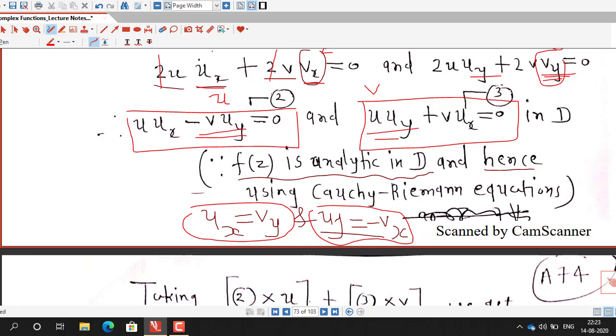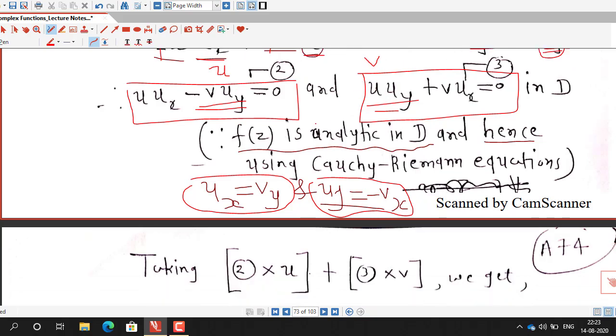Okay, so if I multiply equation 2 by u, I will have minus uv into del u by del y, and if I multiply equation 3 by v, I will have uv into del u by del y. If I add equations 2 and 3, the uv into del u by del y terms will cancel out. So you can see here I have written: taking equation 2 multiplied with u plus equation 3 multiplied with v.